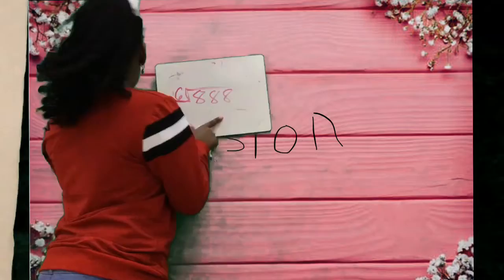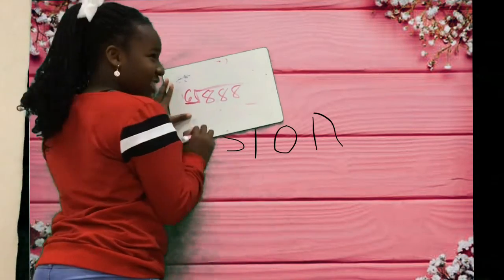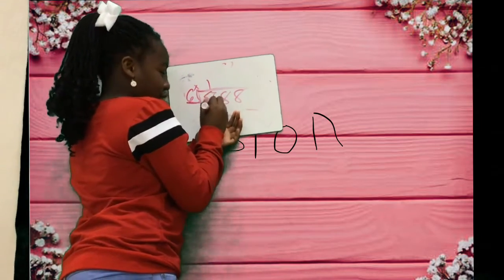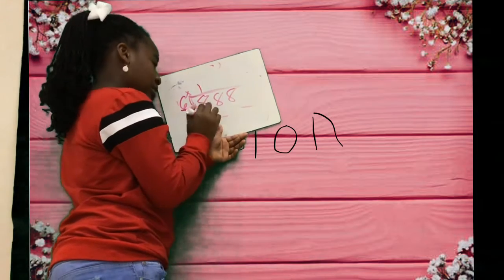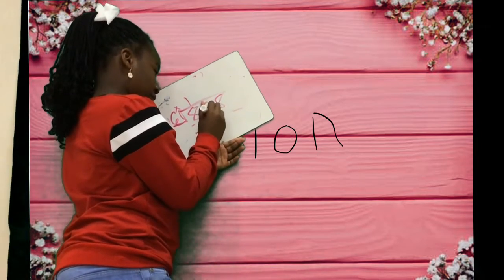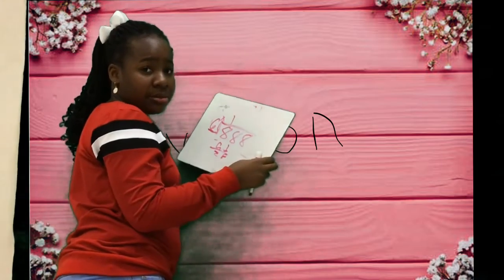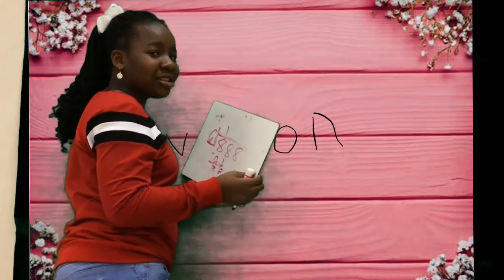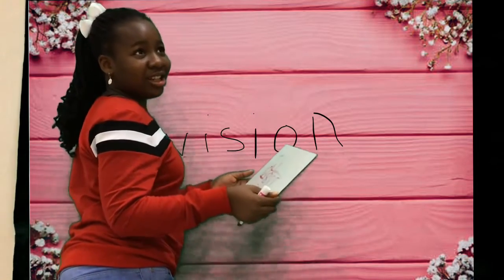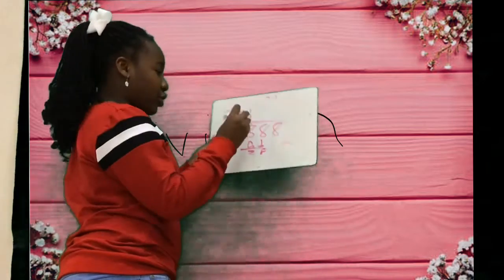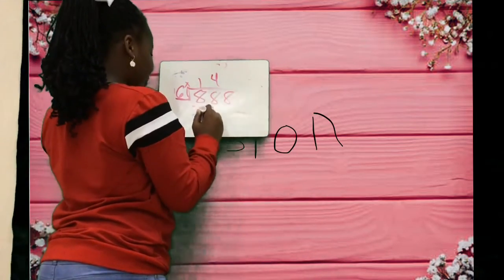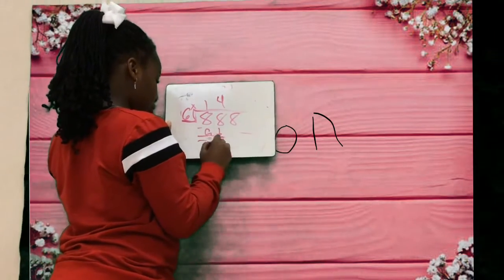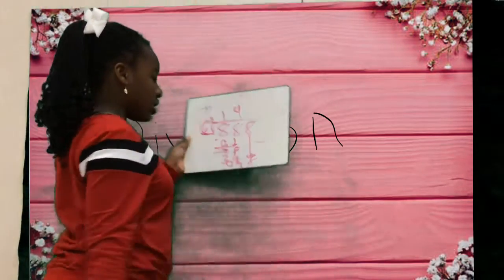Okay, 6 can go into 8 one time. 6 times 1 is 6. Subtract that. 8 minus 6 is 2. Then you move the 4 down. 6 can go into 24 how many times? Count with me. 6, 12, 18, 24. So 4 times. 6 times 4 is 24. 24 minus 24 is 0. Then move the 8 down. 6 can go into 8 how many times?